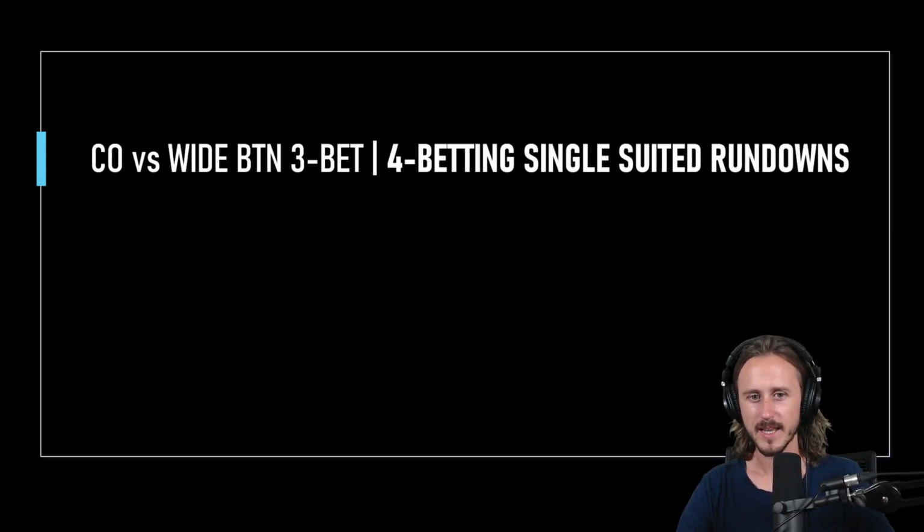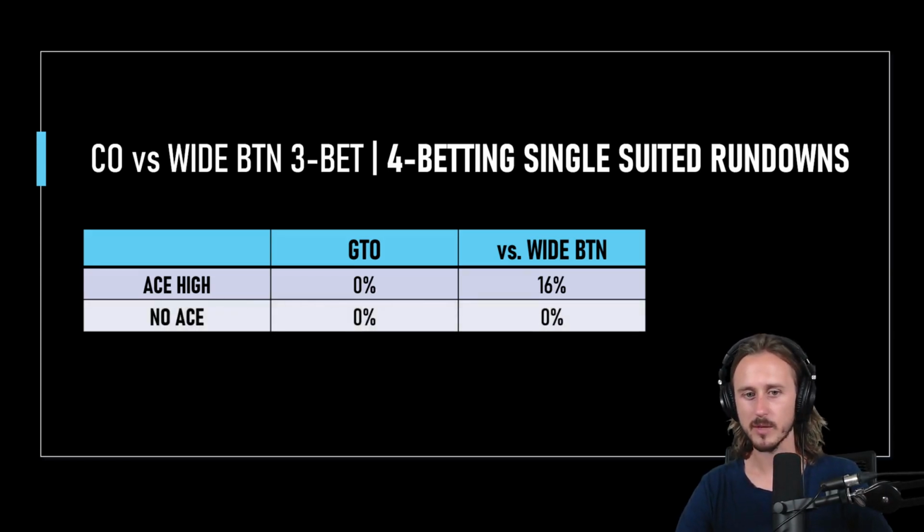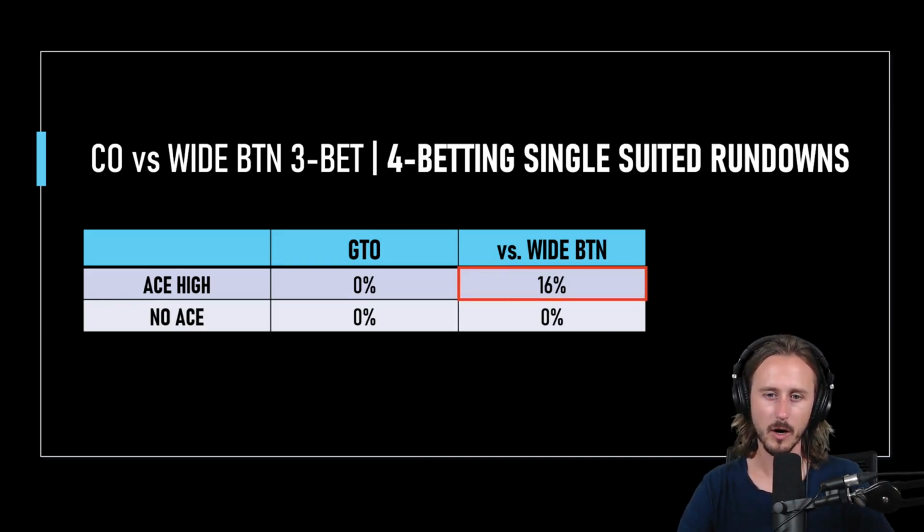Okay. Lastly, let's look into some of the single suited rundowns that we did open raise, now facing this aggressive 3-bet range of 20%. And here we can see that if we have an ace high single suited rundown, we never 4-bet generally against an average normal player. But if we play against this wide opponent, we are actually 4-betting 16% of the time. If we don't have an ace, we never 4-bet in either of these scenarios. But the top one there is definitely interesting to look into, and we are 4-betting some of the very, very strongest combinations here that do play well against the 20% range.